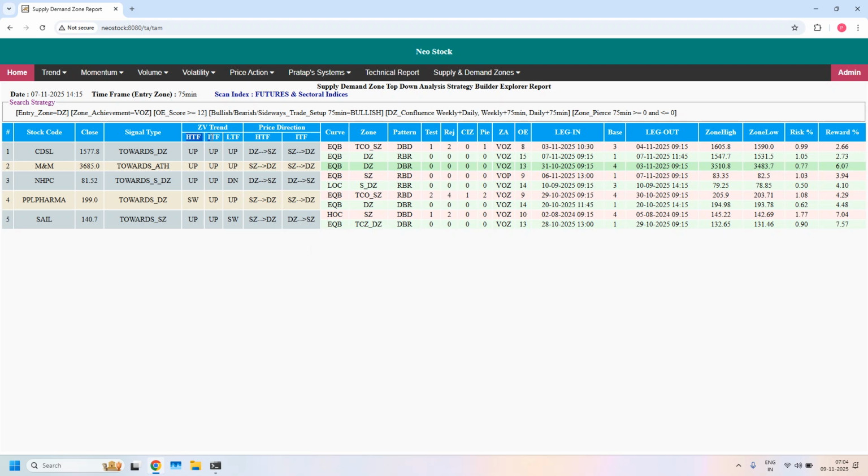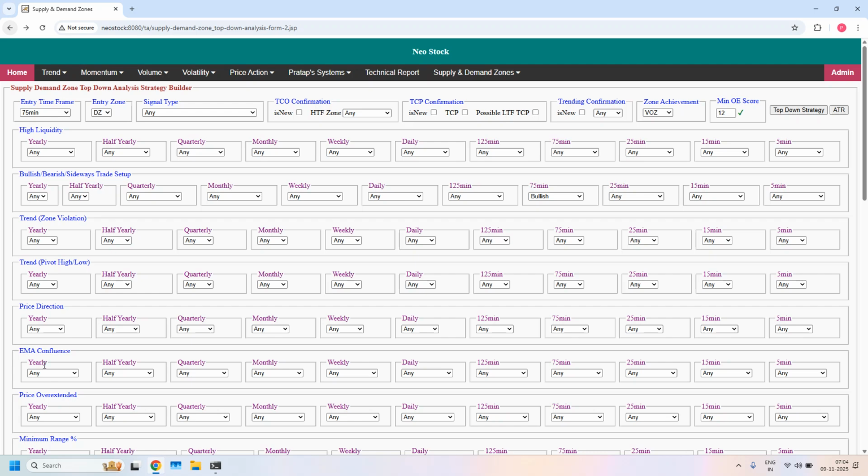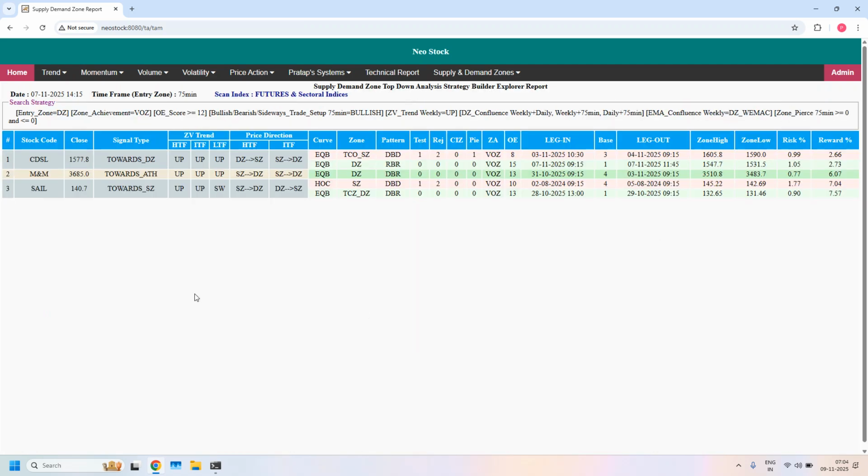And the weekly trend, HTF trend, is uptrend in 4 stocks out of 5. So in those 4, let us apply weekly demand zone with weekly EMA confluence. And also the trend on the weekly should not be sideways. It should be uptrend because it is a bullish trade setup. So we got 3 stocks out of 4, the weekly trend uptrend stocks.